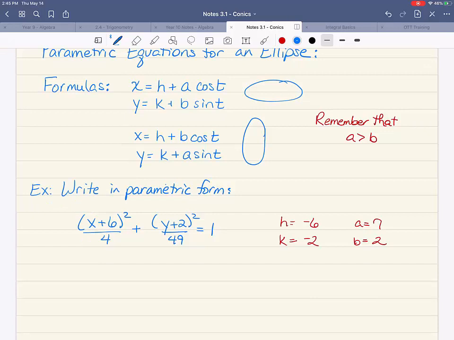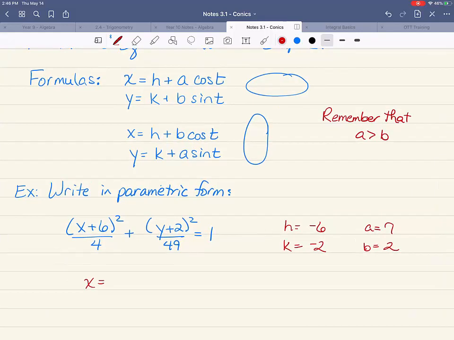Which kind of ellipse is this, horizontal or vertical, and why? Think about that for a second. Which one is it and why? Can you answer that question? The answer is, it is a vertical ellipse because the larger denominator is under the y. So I'm going to be using the formulas for the vertical ellipse, which is the bottom set. So our formulas will be x equals h, which is -6, plus b, 2 cosine of t, y equals k, -2, plus a, 7 sine of t.